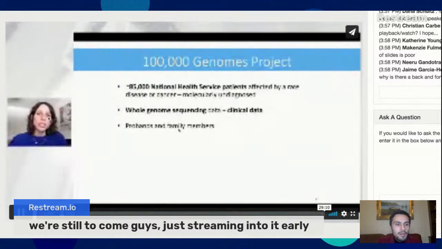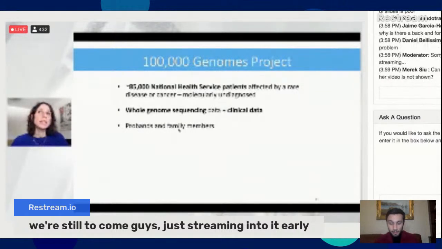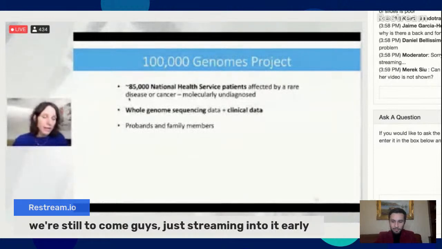We carried out this project within the 100,000 Genomes Project. As most of you will probably know, the 100,000 Genomes Project is a UK government-led research initiative to test the benefit of whole genome sequencing in healthcare. For that project, about 85,000 patients from the National Health Service were recruited if they were affected by a rare disease or cancer.